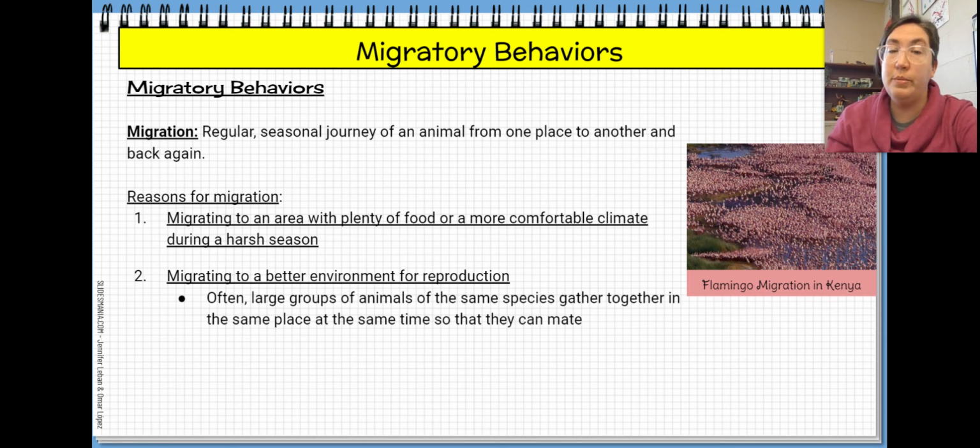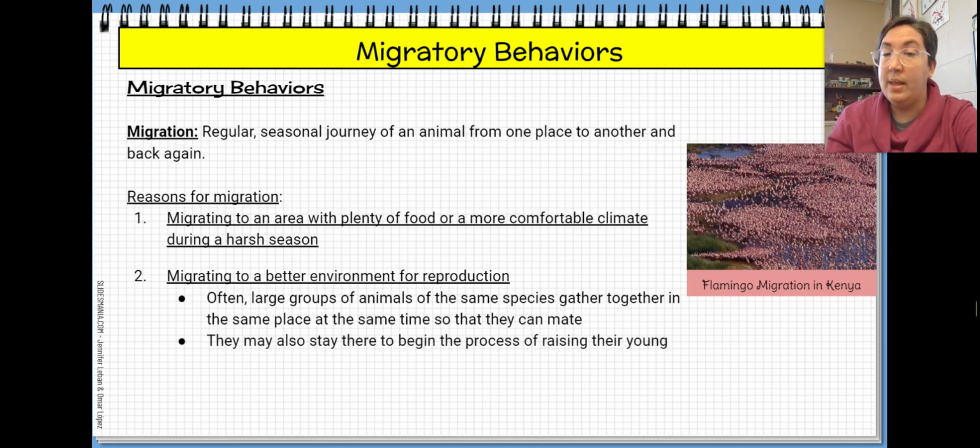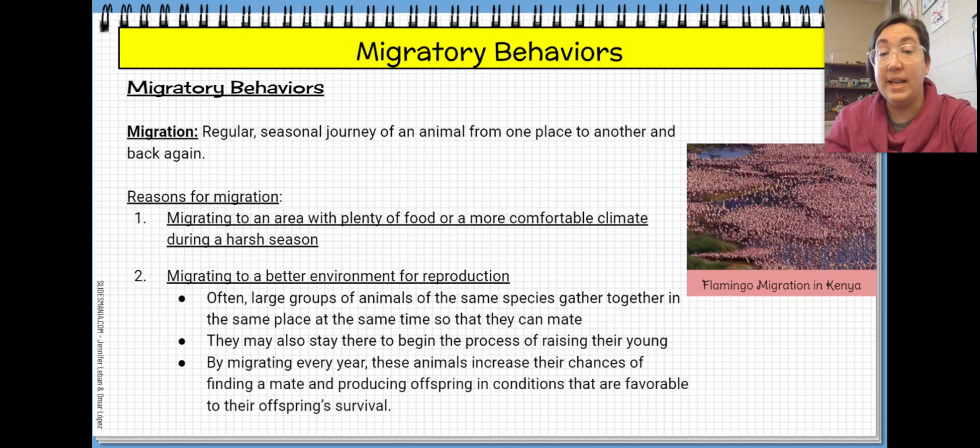Often, large groups of animals of the same species gather together in the same place at the same time so they can mate. They may also stay there to begin the process of raising their young. By migrating each year, these animals increase their chances of finding a mate and producing offspring in conditions that are favorable for their offspring's survival.